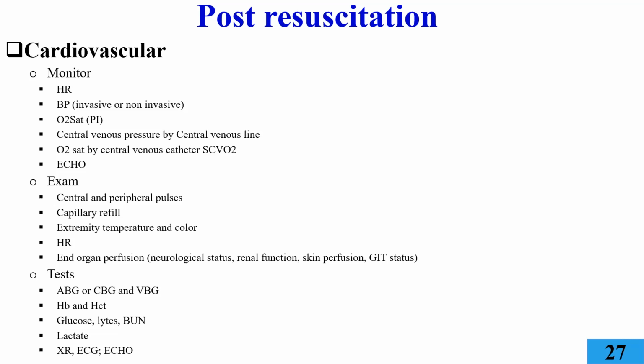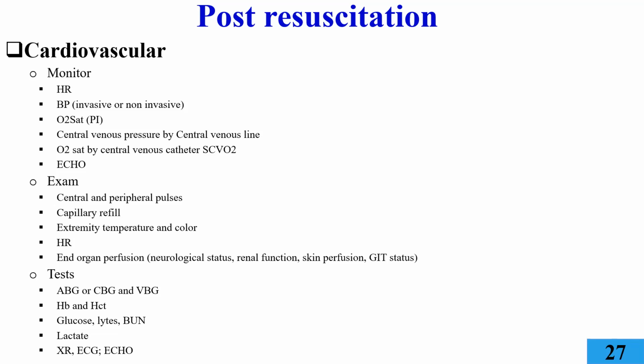Post-resuscitation cardiovascular should be checked: the heart rate, the blood pressure, the saturation, central venous pressure, the infusion pump, echo, whether we require it or not. Check the central line, the capillary refill, the extremity temperature, the heart rate, and organ perfusion, such as bowel sounds, urine output, capillary refill, and renal function test.